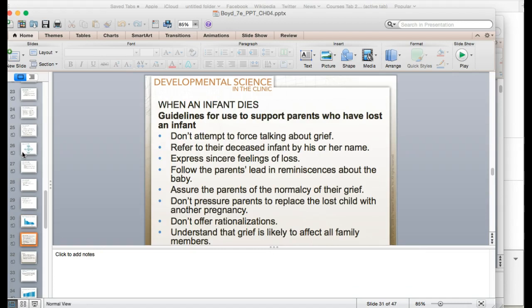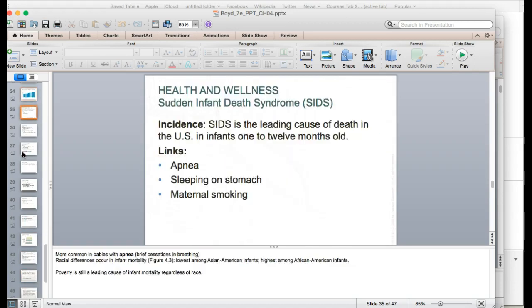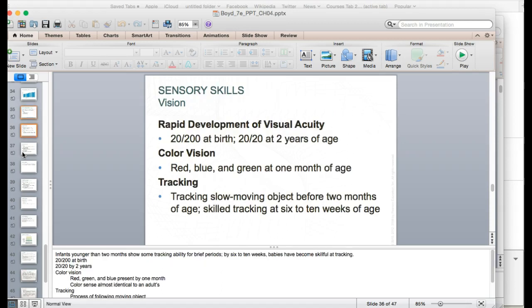And here's just some guidelines as to how to support parents that have lost an infant. And I was just talking about this: the incidence of SIDS is a leading cause of death of infants in the U.S., from 1 to 12 months old. And the links are apnea, sleeping on stomach, and maternal smoking. They're not exactly sure as to why, but these are some of the things that they're looking at in terms of sudden infant death syndrome.